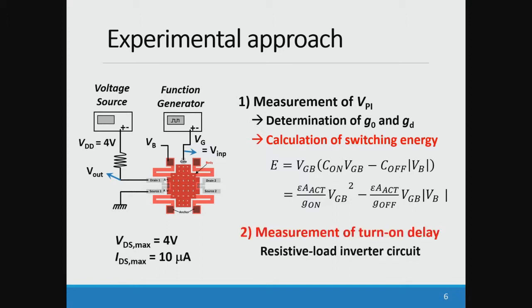We also experimentally measure the turn-on delay by using a resistive load inverter circuit that is shown right here. It is simply a resistance in series with the contact, and the turn-on delay is measured between the gate voltage, which is the input, and the output, which is your contact voltage, the voltage that you are measuring.